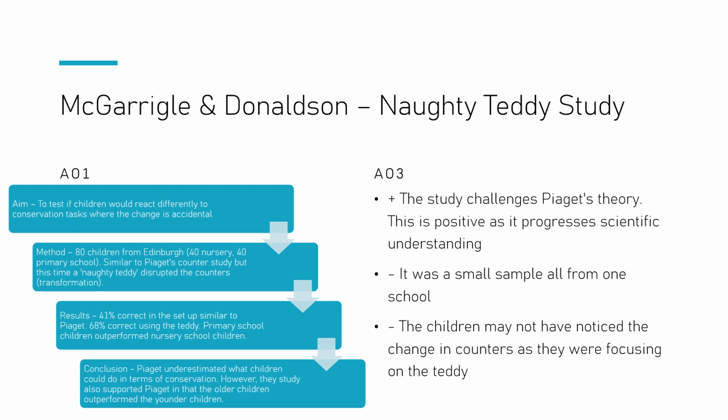So using the teddy improved the outcomes there. What they also found was that the primary school children were better than the nursery school children. So those were the results of the findings. What can we conclude from this? Well, there's two main conclusions.